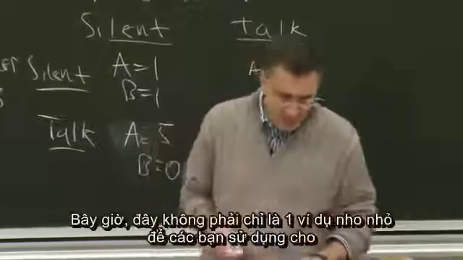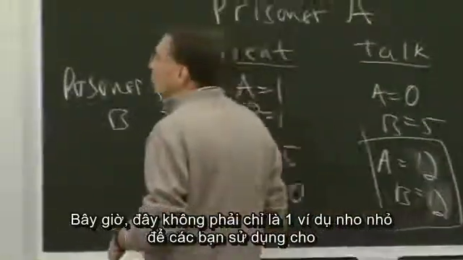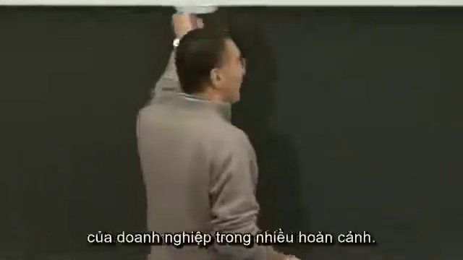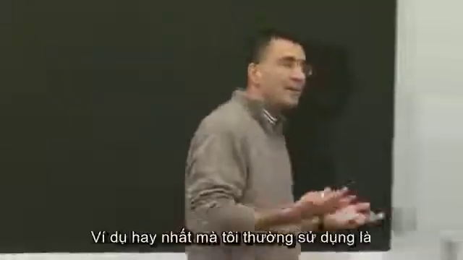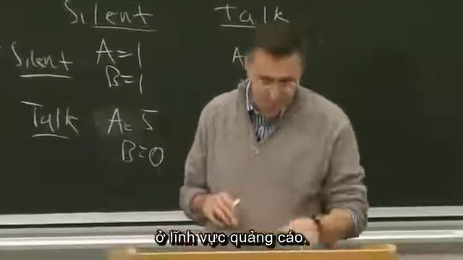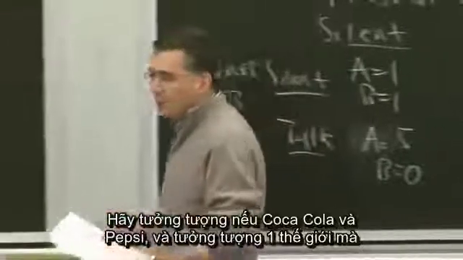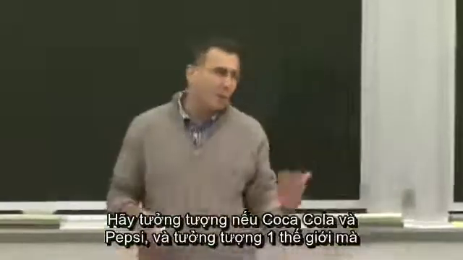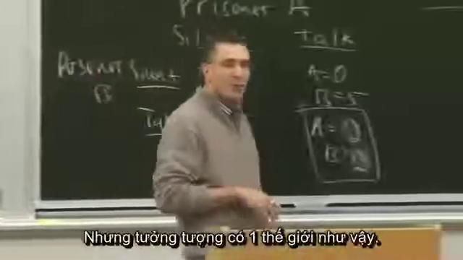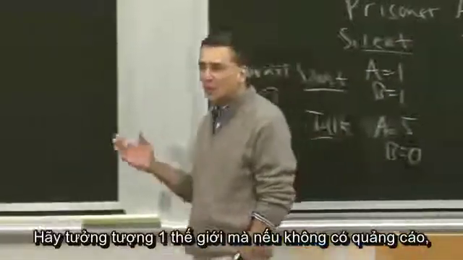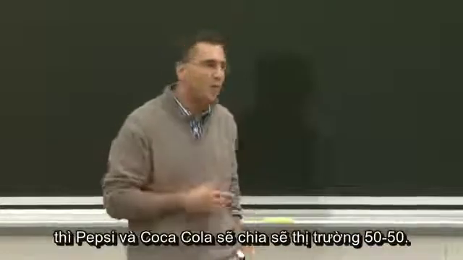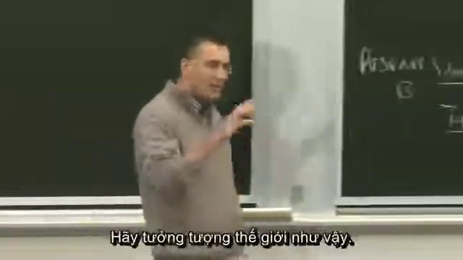Okay. Now, this is not just a cute example that you can use for prisoners, but actually explains firm behavior in many contexts. So the best example I like to think of is advertising. Okay? So imagine Coke and Pepsi, and imagine a world where Pepsi was as popular as Coke. That should never happen. Coke's way better. But imagine that was that world. Imagine a world where if there was no advertising, then basically Pepsi and Coke would split the market 50-50. Okay? Imagine that setup.